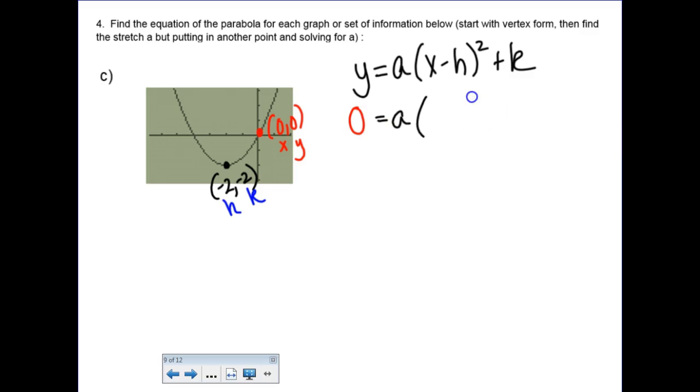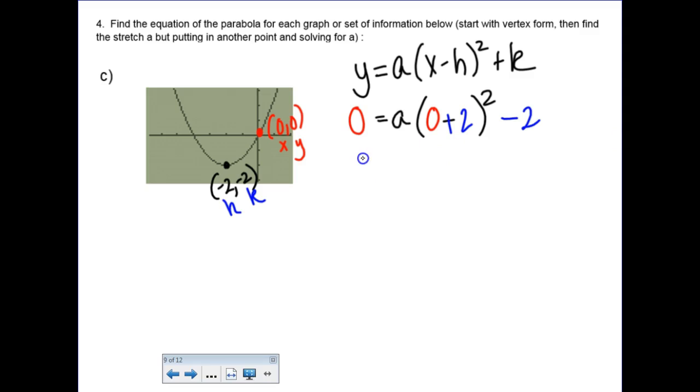Here we go. Remember, you're using this form. So who's the y coordinate of the random point I gave you? 0. I don't know A yet. Leave it. Who's the x coordinate of the random point I gave you? Also 0. Minus, who's h? Negative 2. So do that double slash thing. And then you're supposed to be like adding a k. But who's k? Negative 2. I'm just going to change that to a negative 2 if you don't mind.